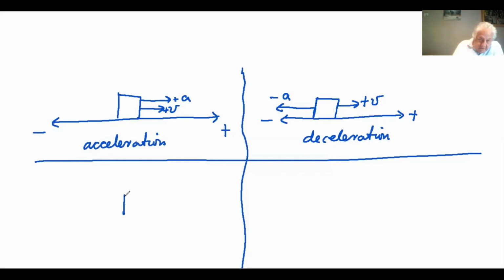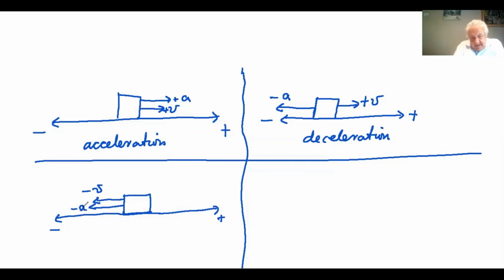Now, what about if we have the velocity in the negative direction, and I have my acceleration also in the negative direction? In this case, the negative acceleration is increasing the velocity. So this now is an acceleration, not a deceleration. You see, the sign for deceleration should not be confused with the sign for the direction of the acceleration. And this is where the confusion arises.